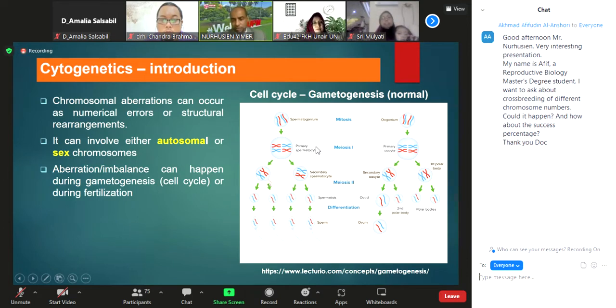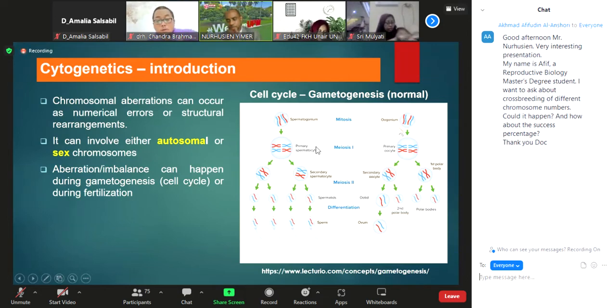Again, here also, if it does happen, then that will result in imbalance, and it will result in numerical error. That's a numerical chromosomal aberration. But normally it has to go down like this, and the end result will be a haploid chromosome number compared to the parent cell, right? Which is N. If you have 2N here, lastly you have N.